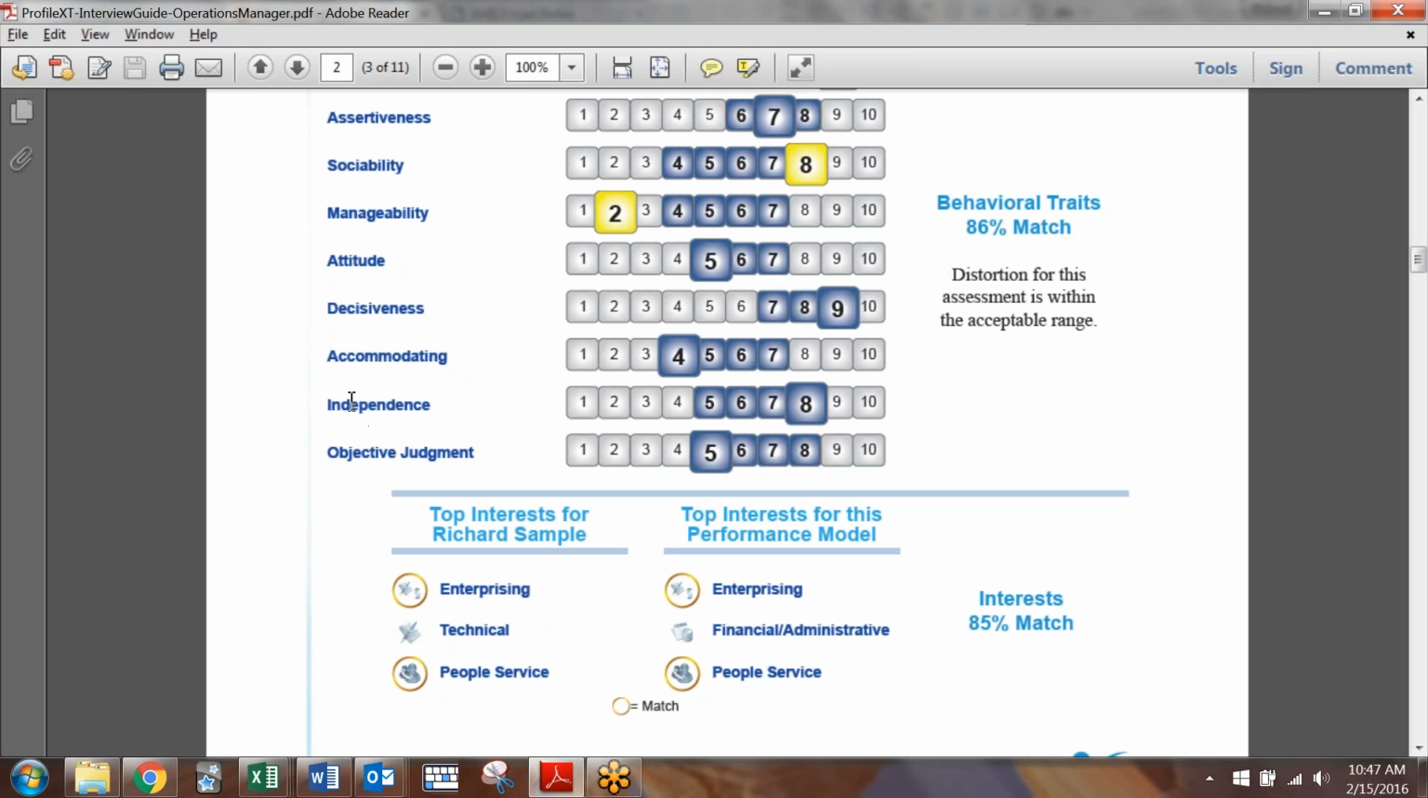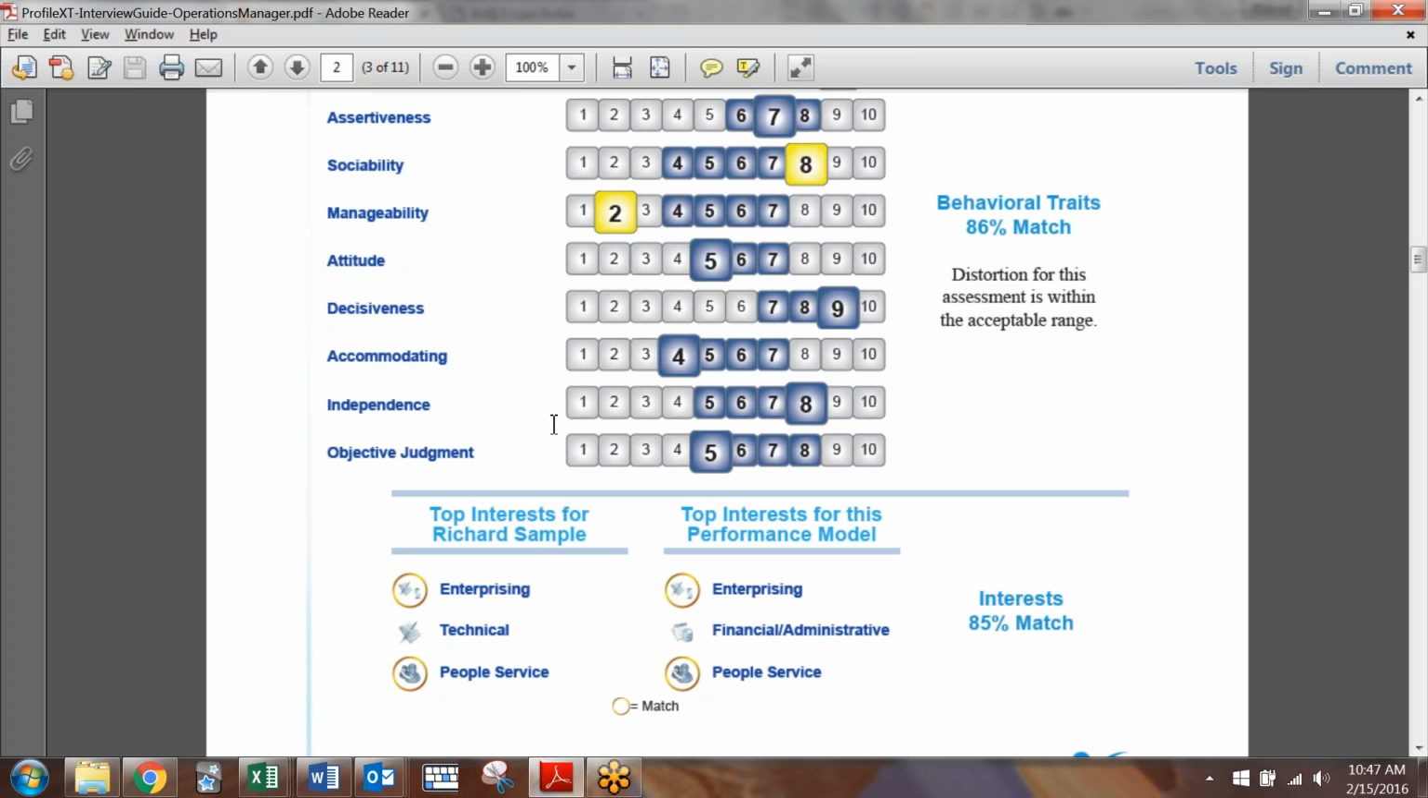So enterprising is associated oftentimes with sales or positions where they need to deal with the bottom line and trying to grow the organization or sales or whatever it might be. Technical are people who prefer to deal with the technical type of tasks. People service, pretty straightforward. So people who like working with people, who like helping others.